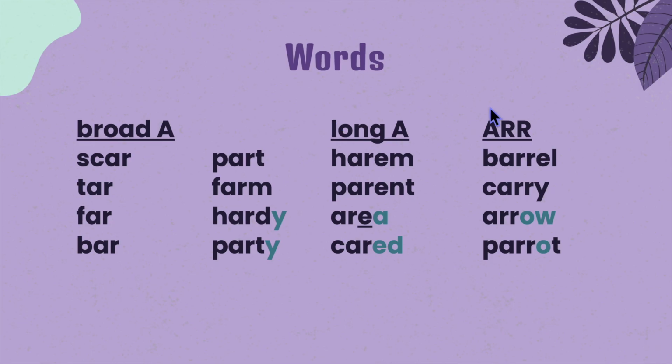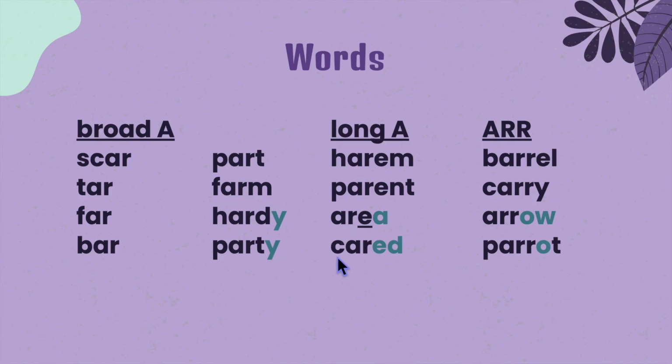In all of these words, AR is going to have the long A sound. In this column, it's because AR will be followed by another vowel. In this column, it's because the A will be followed by two R's. Harem, parent. This A will schwa, which means it will take on a muffled sound. A at the end of words usually does this. Area.